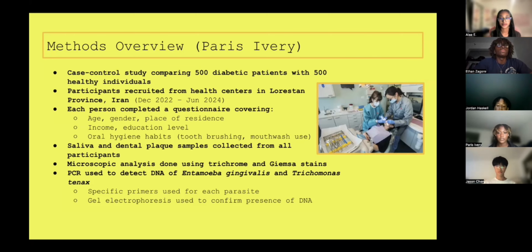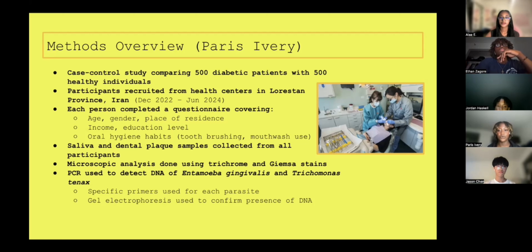To detect the oral parasites, they collected saliva and dental plaque samples from each participant. First, the samples were stained and viewed under a microscope. Then they ran PCR tests to look for the parasite's DNA, which is a more sensitive method. They used specific primers for each parasite and confirmed the results using gel electrophoresis to visualize whether the DNA was present. For the analysis part, they used SPSS software.